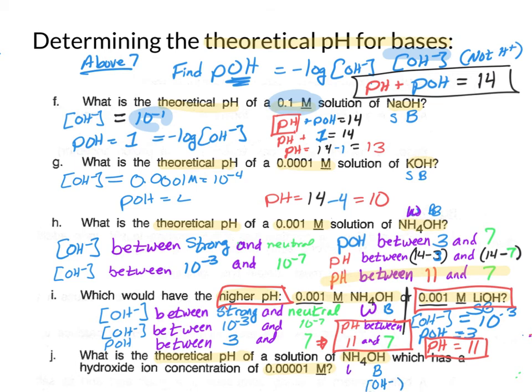Now, this one's a weak base, and so normally we would say it's between two numbers, but if you read the question carefully, it says it has a hydroxide ion concentration of that number. So that means it's already telling us what the hydroxide ion concentration is. It is not going to be between two numbers. In this case, the hydroxide ion concentration is 10 to the negative 5 molar, and that means that the pOH is 5. That means that the pH is 14 minus 5, which is equal to 9.